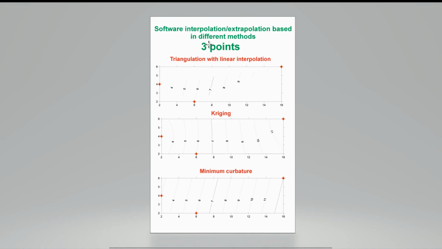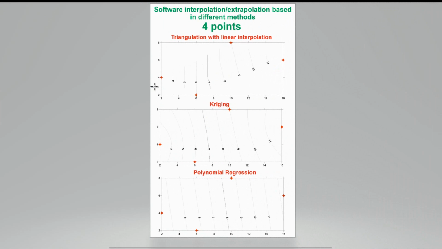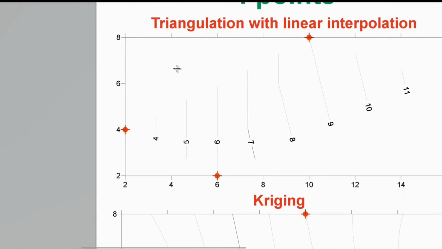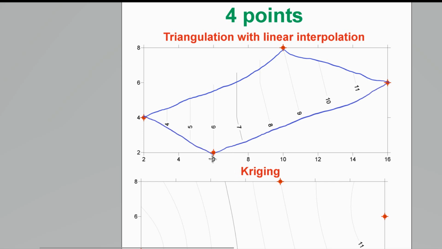Okay. Now let's see what happened with the 4 points. For the 4 points interpolation, we have interesting results. For example, for the first one, a triangulation with linear interpolation, we have the information inside the triangles. Right. As I said before, there are a couple of possible triangles. In this case, the software used these 2 triangles instead of these triangles here.